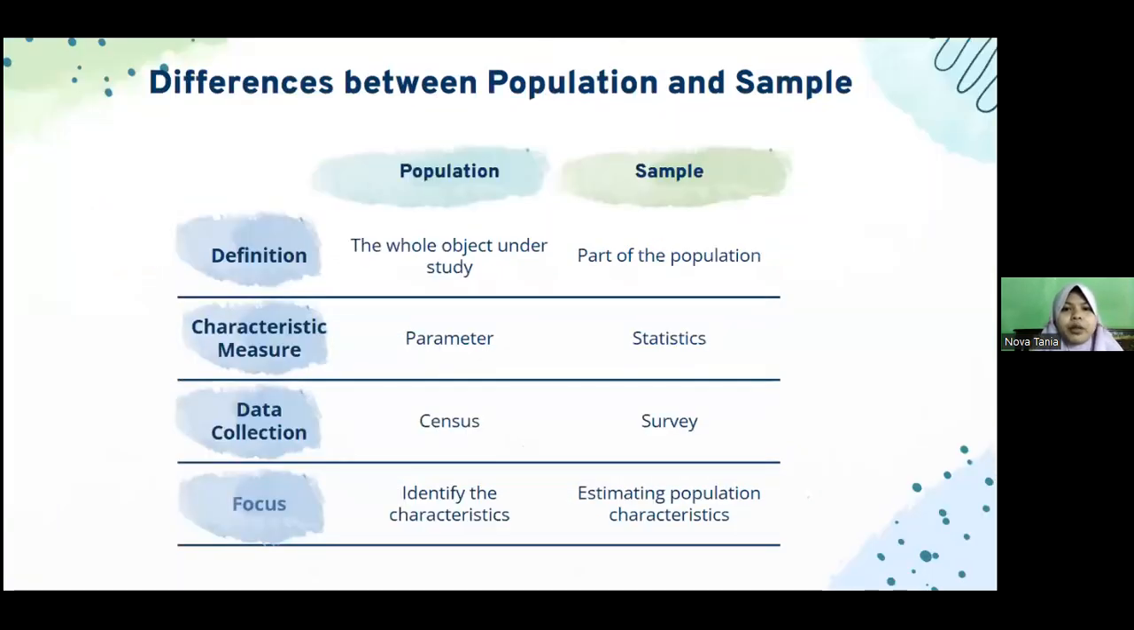And then this is the difference between population and sample. Based on definition, population is the whole subject under study, and the sample is a part of the population. The characteristic of a population is a parameter, and for a sample it is a statistic. Data collection from a population uses a census, and for a sample, for example, a survey. And then the focus of the population is to identify the characteristics. For example, the focus of a sample is on estimating population characteristics.